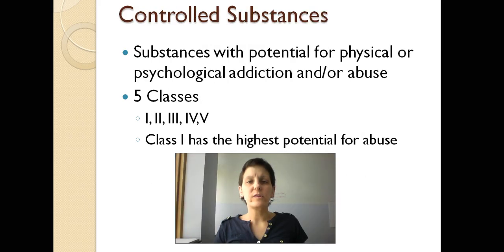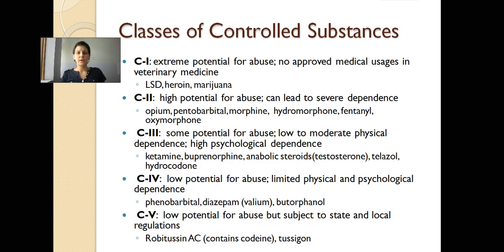Controlled substances are those that have the potential for physical or psychological dependence or abuse. There are 5 classes of controlled substances, and they are notated by Roman numerals 1 through 5, Class 1 being the class with the highest potential for abuse. This slide here describes the level of physical or psychological dependency that might be expected with each one of the classes of controlled substances. You can see that Class 1 has extreme potential for abuse, and there are no current uses for Class 1 controlled substances in the veterinary medical profession.